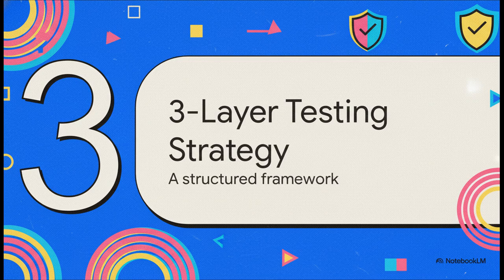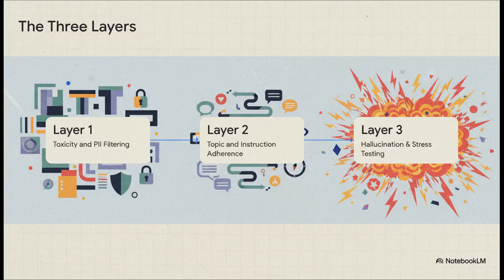So let's dive into this 3-layer testing strategy. It's a framework that gives you a clear, methodical way to validate your agent's behavior from the ground up. The strategy is broken down into 3 layers. First, we have the basics: toxicity and making sure personal information stays private. Layer 2 is about making sure the agent actually follows your rules and stays on topic. And layer 3, that's the advanced stuff, where we actively try to provoke hallucinations and really stress test the system.